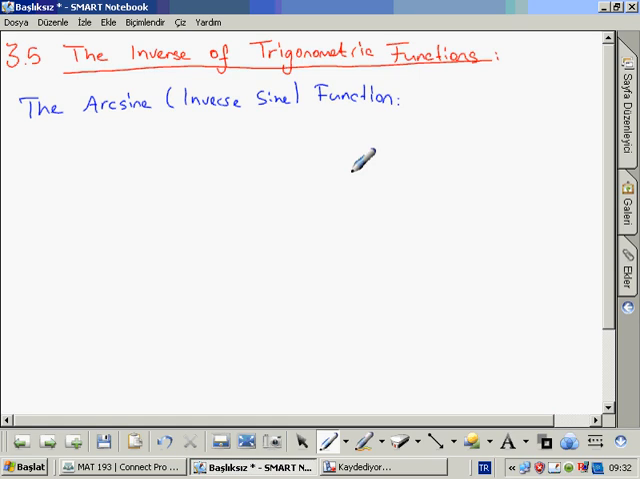And let us define a function, sin x. The sin x function has a restricted domain, because it is a periodic function, as we know.